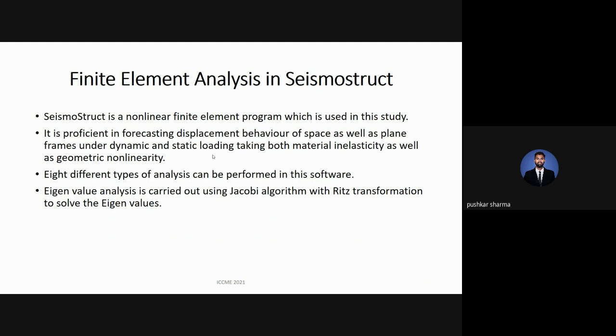Finite element analysis in SeismoStruct is basically a non-linear finite element program, which I have used in this study. There are many other finite element analysis programs such as SAP2000 and ETABS. I have taken SeismoStruct as it is the trend nowadays, and people are using it in their research. It is proficient in forecasting the displacement behavior of space as well as plane frames under dynamic as well as static loading, taking into account material elasticity and geometric non-linearity. Eight different types of analysis are performed in this software. I have performed the eigenvalue analysis, and the software uses the Jacobi algorithm and the Lanczos algorithm to solve the eigenvalues. I have taken the Jacobi algorithm.